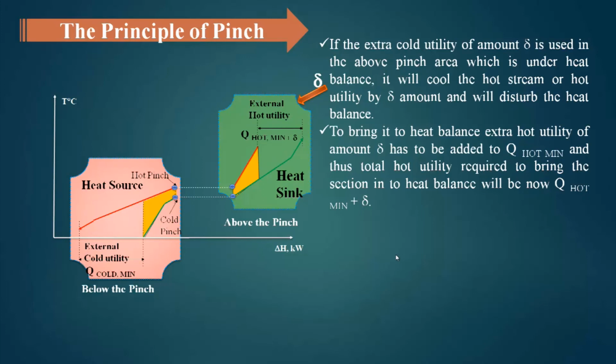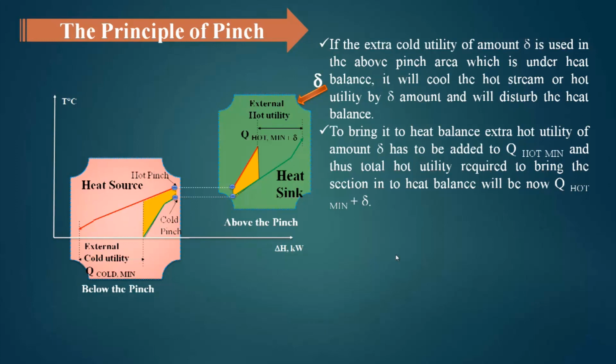I have to increase the hot utility by delta amount to neutralize this cold utility. So, my hot utility amount is increasing. To bring it to the heat balance, extra hot utility of amount delta has to be added to Q hot minimum, and thus the total hot utility requirement to bring the section to the heat balance will now be Q hot minimum plus delta.